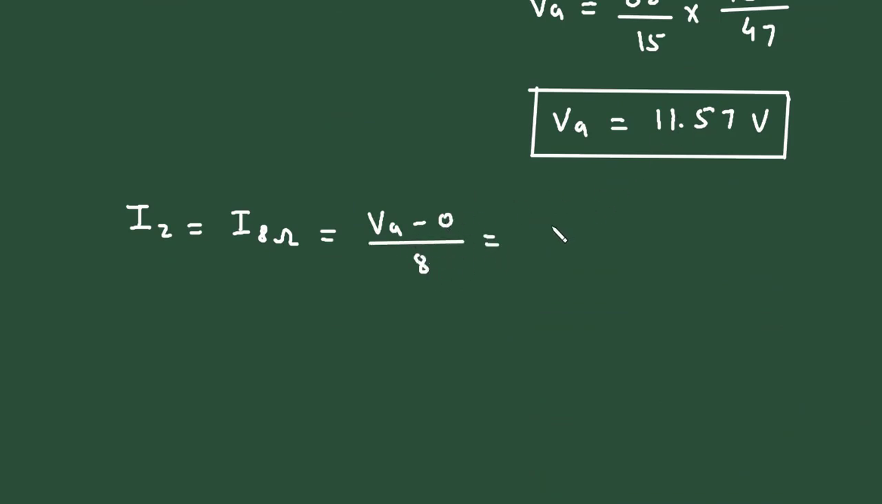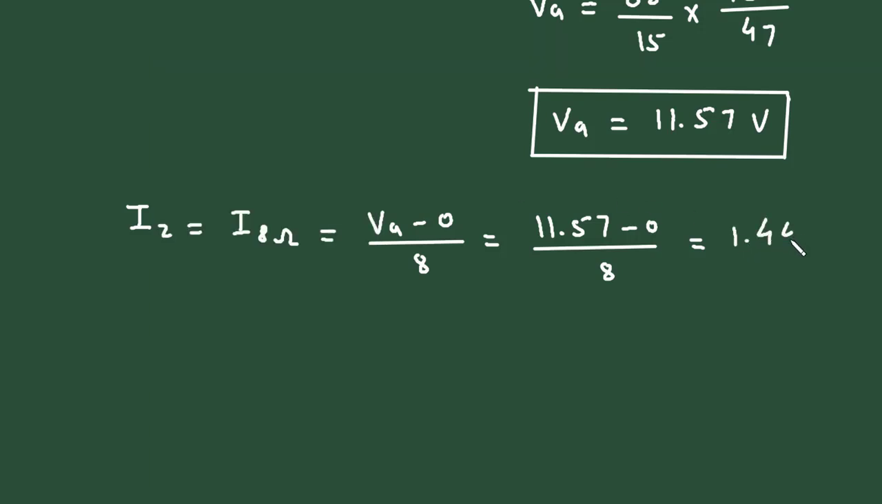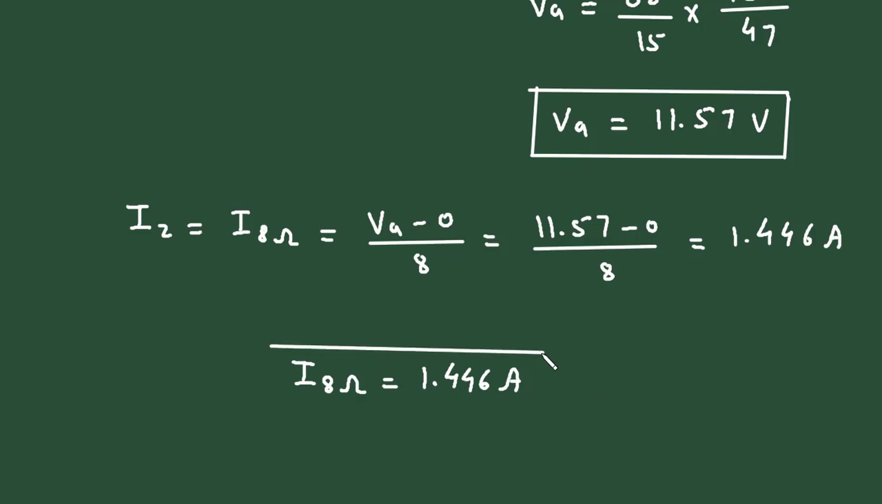The value of VA is 11.57 minus 0 divided by 8. So it will be answer divided by 8. It is 1.446, and since it is current, its unit will be ampere. So therefore the current through 8 ohm resistance will be 1.446 ampere. So this is how we can find the value of current by using nodal analysis.